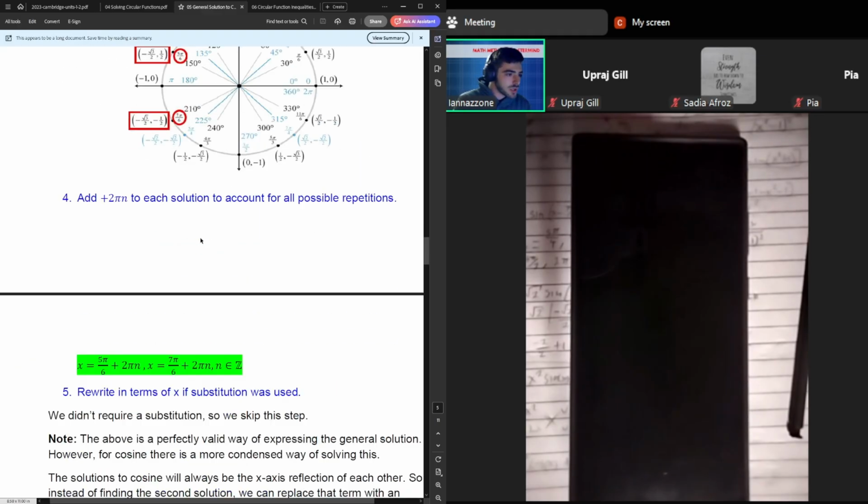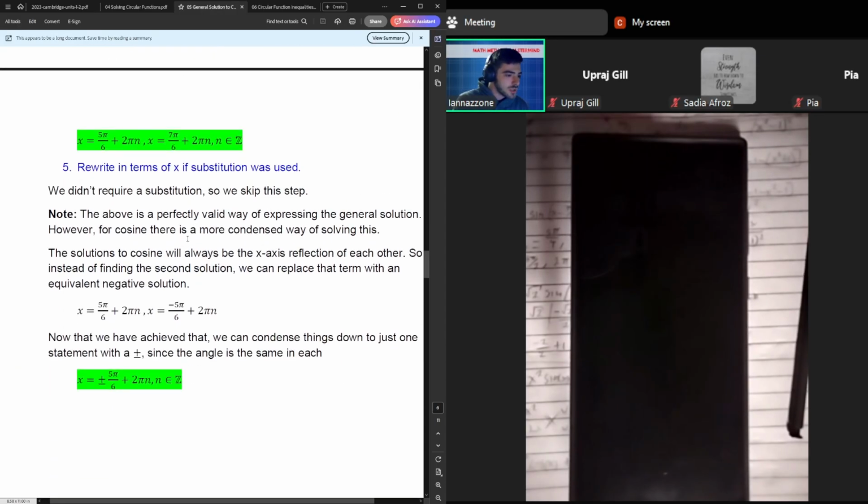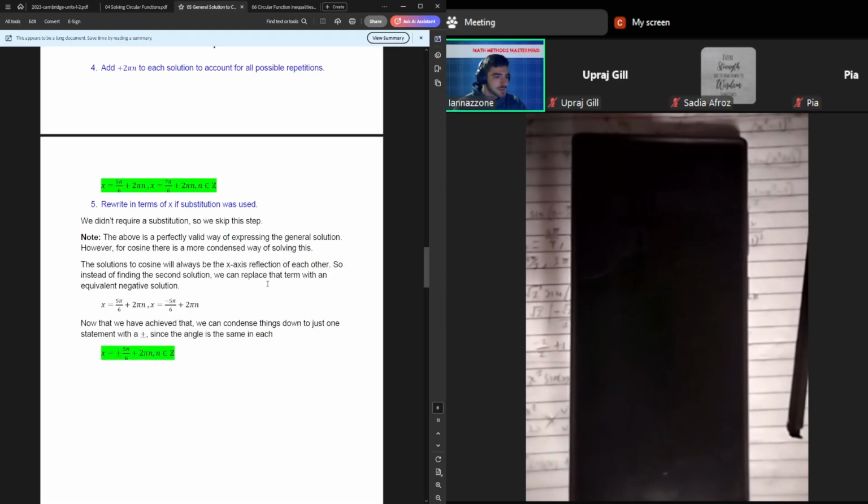And so that gives you a nice little neat simplification, which is to say, instead of having two separate equations and then saying n is an element of integers, you can just knock one of those down and stick a plus minus on your 5 pi over 6. It's an equivalent way of saying the same thing. And that demonstrates a bit more skill in your math, should you wish to do that.